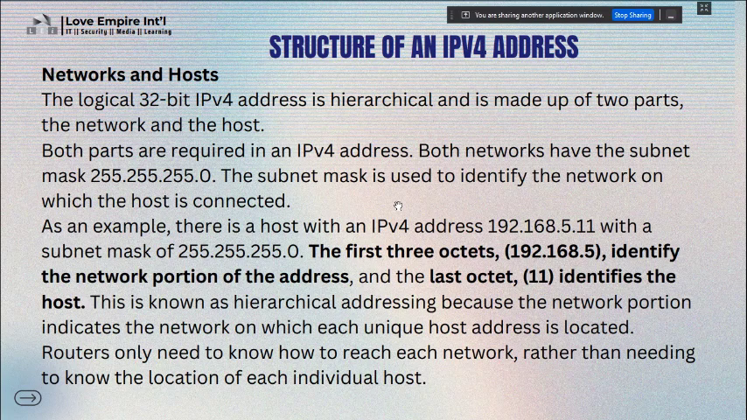So we're still talking about the structure of IP version 4 addresses, and the components of the IP address, which is what? Network and the host. So the logical 32-bit IP version 4 address is hierarchical and is made up of 2 parts, the network and the host. This is what I just finished explaining. Both parts are required in an IP version 4 address.